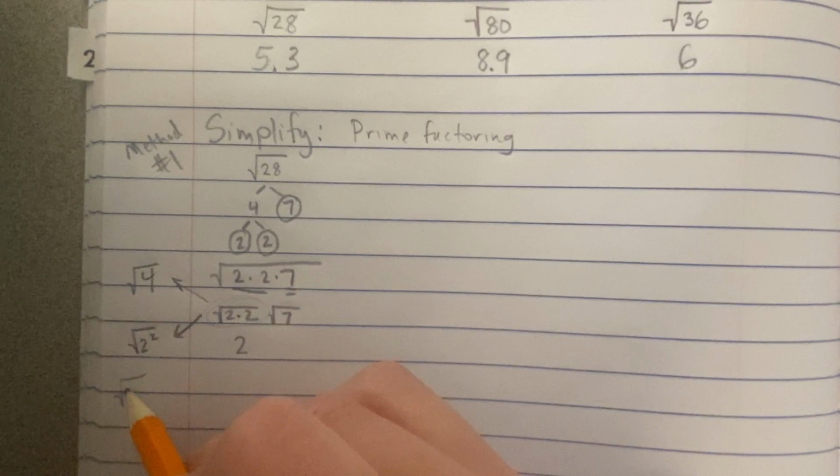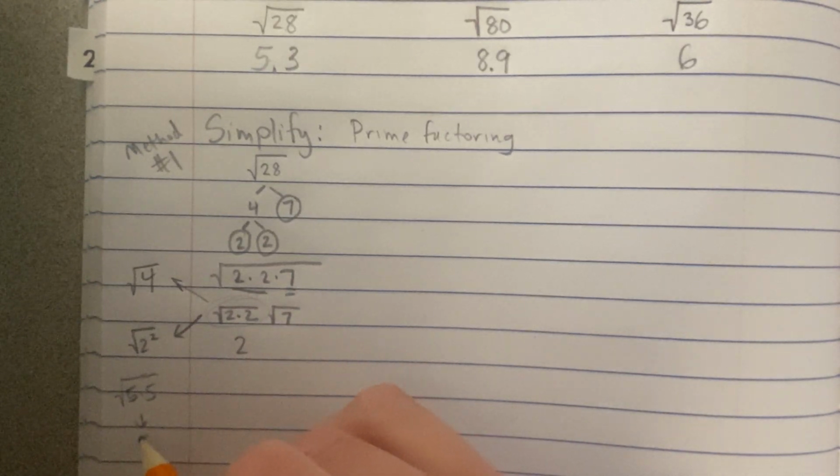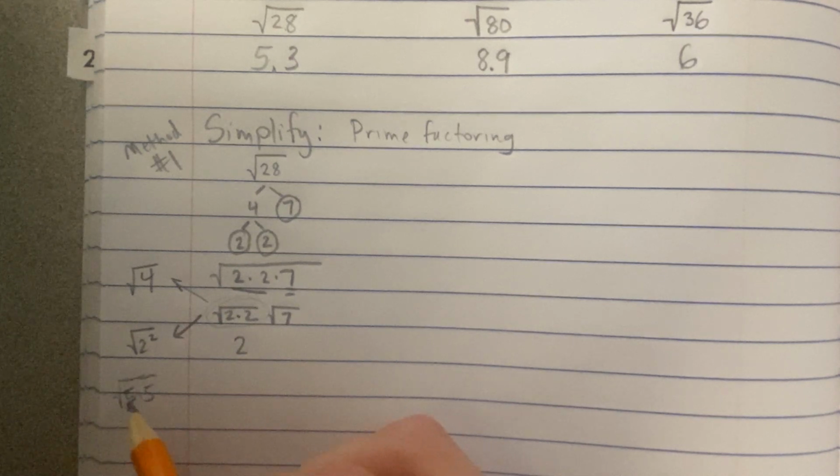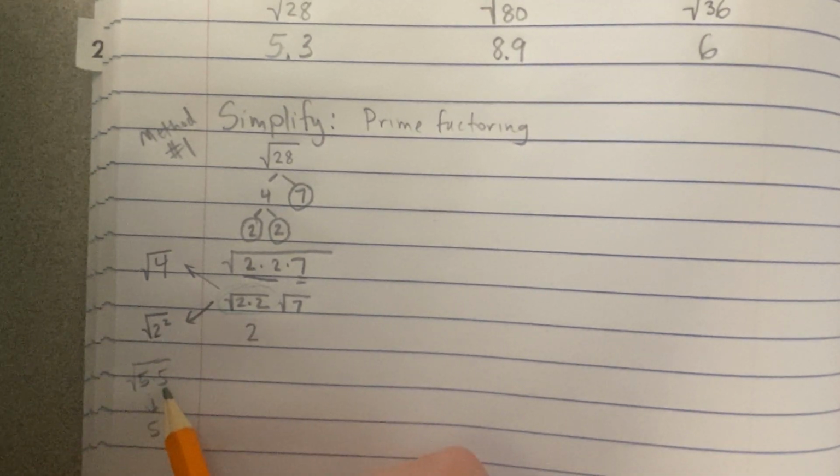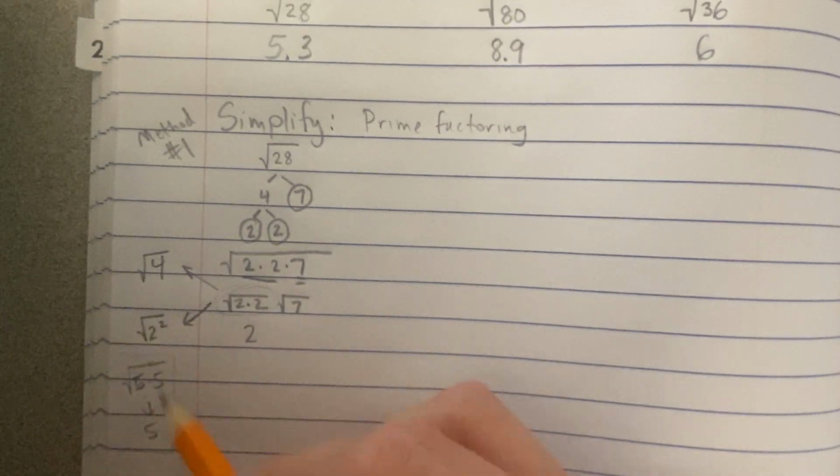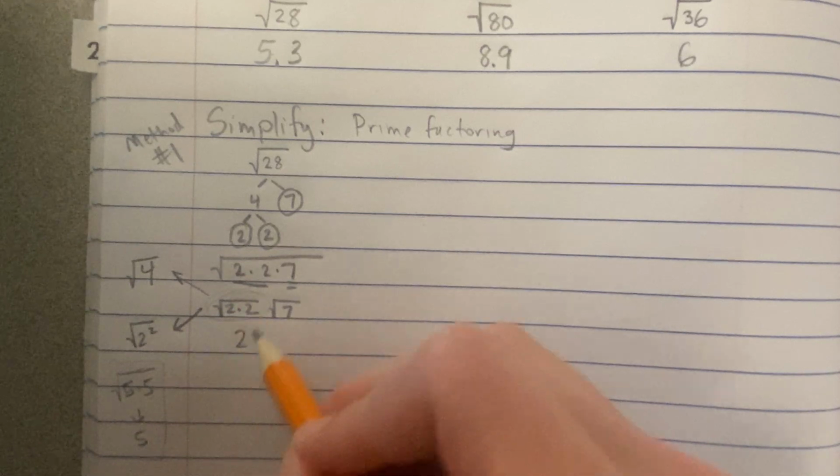Like, look, if I see something like this where it's 5 times 5, this is just 5. Because this is the same as the square root of 5 squared. You could think of it that way, or you could say, oh, 5 times 5 is 25, and the square root is 5, okay? But notice this is going to be a pattern all the way through, all right? So this just becomes 2.